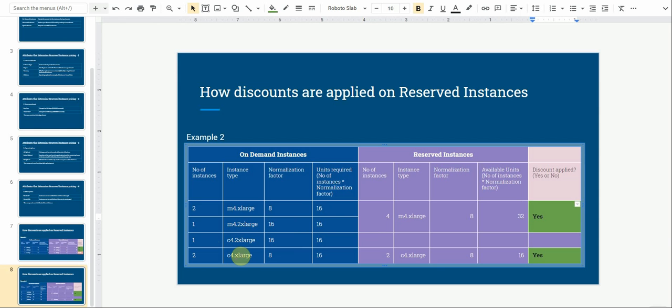C4 2X large and C4X large. Here we have exact match of C4X large and C4X large, which is why we have 100% discount applied. It is not required all the time that your instance type should match. While determining the discount on reserve instances, it is also required to consider number of instances and normalization factor. It's not that you will always have to match the instance type.